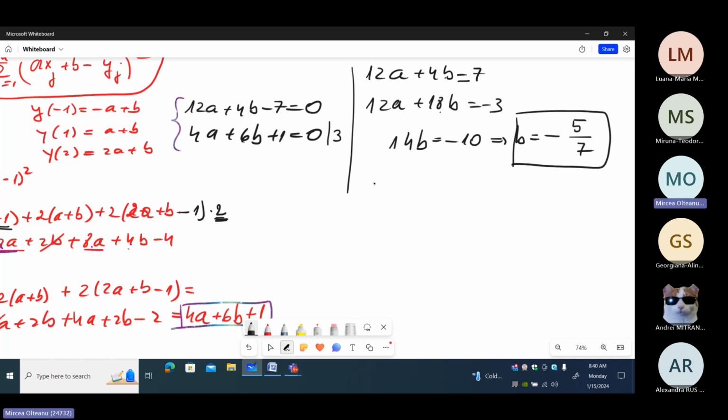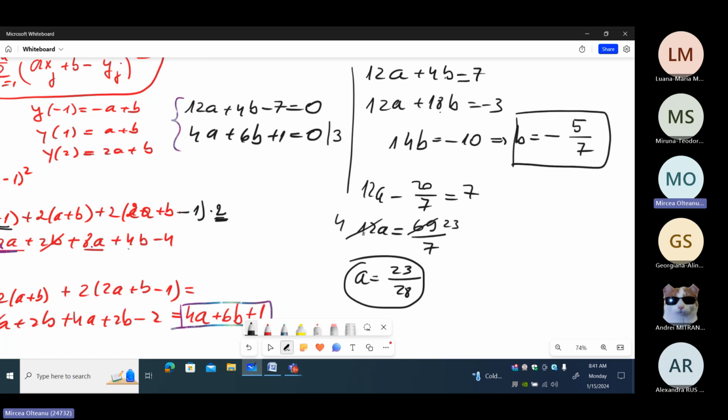Okay. So now if we replace b, we get 12a minus 20 over 7 equals 7. So 12a equals 69/7. So a, we simplify by 3 here, it is 23/28. Tell me if you got the same values.